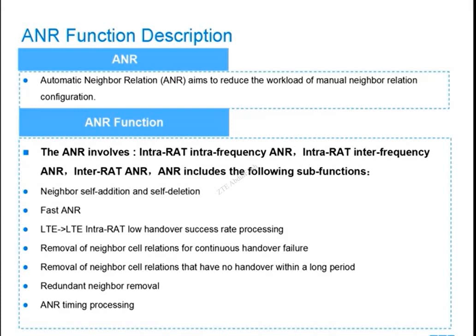ANR aims to reduce the workload of manual neighbor relation configuration. During the handover procedure, we know that if we miss configuring a neighbor cell, it will generate a handover failure. So in order to guarantee the handover success rate, we should guarantee the neighbor relations. The ANR function can automatically configure the missing neighbors.